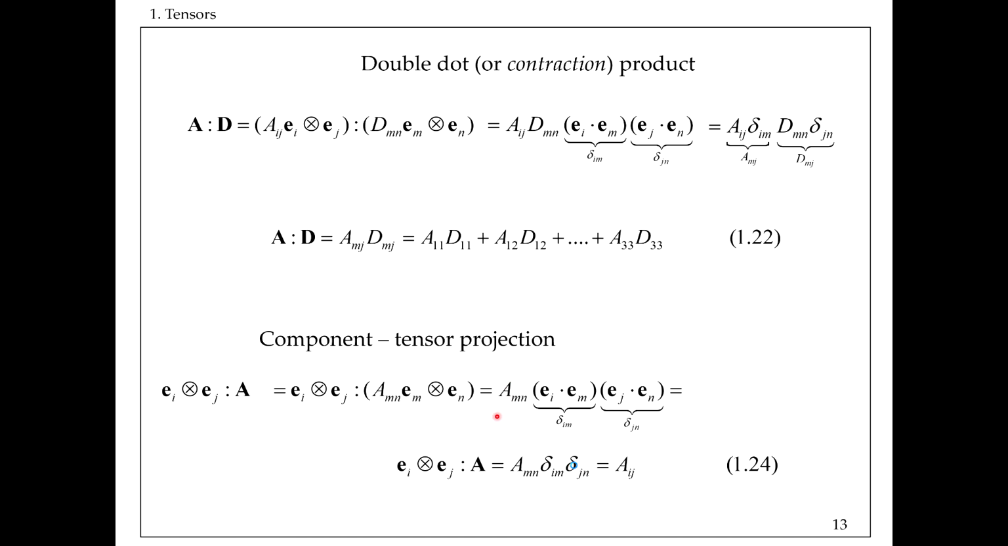I copied this thing here, replaced the dot product e_i e_m with delta IM and put it here, and this product with delta JN, and this is of course A_ij. Of course, the result is trivial. So the components of A are indeed the components A_ij. These are the components of the matrix that correspond to our projections on the dyadic basis.